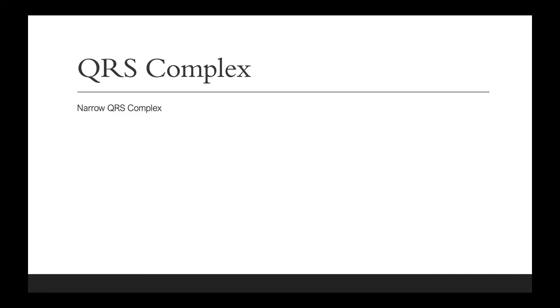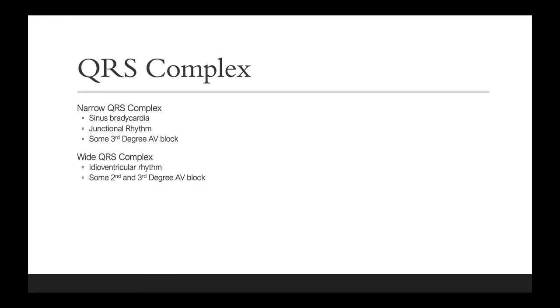Coming to the QRS complex, what would be observed in an ECG in a QRS complex? First of all, is it a narrow QRS complex? Most of the conditions, sinus bradycardia, junctional rhythm, some of the third degree AV blocks can have a narrow QRS complex. A wide QRS complex would suggest that this rhythm might be ventricular in origin, like idioventricular rhythm. And as I said, in some of the second degree and third degree AV blocks, if the escape rhythm is from the ventricle and not from the AV node, below the level of the block, the QRS can be wide.